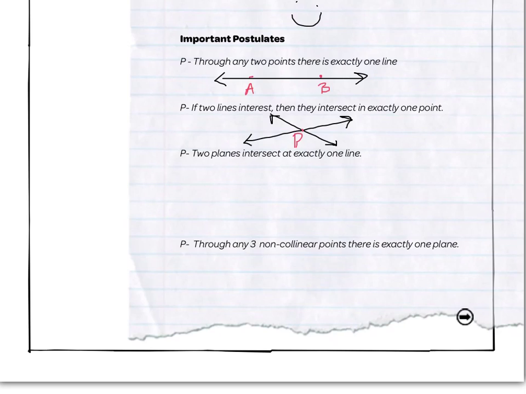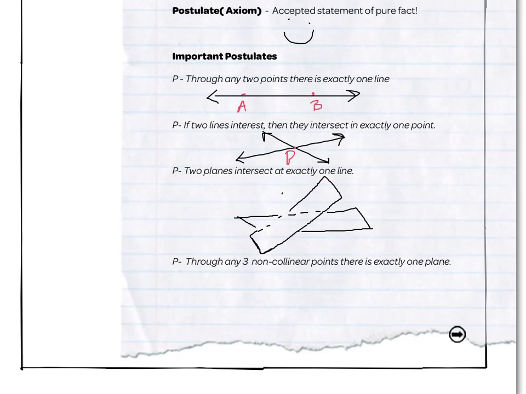Okay? The next postulate is going to be 2 planes intersect at exactly 1 line. So let's draw 2 planes. So here is 1 plane. Okay, so here are 2 planes. And you can see right now that these 2 planes intersect at 1 line. I'm going to draw the line where they actually intersect. So that's the line that they actually share. Just want to draw a line in, and we'll name that line R, cursive R.